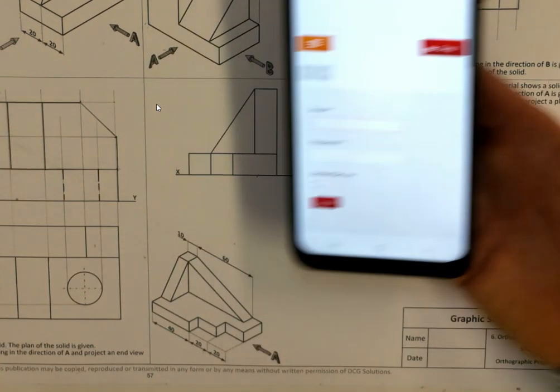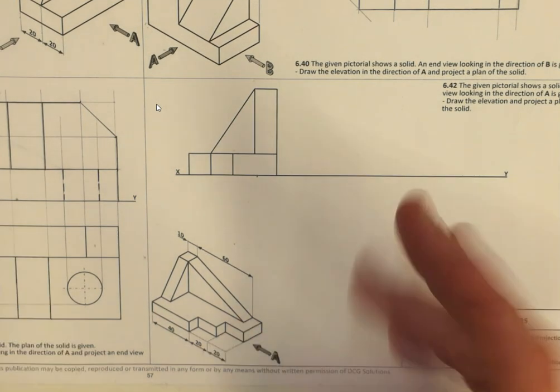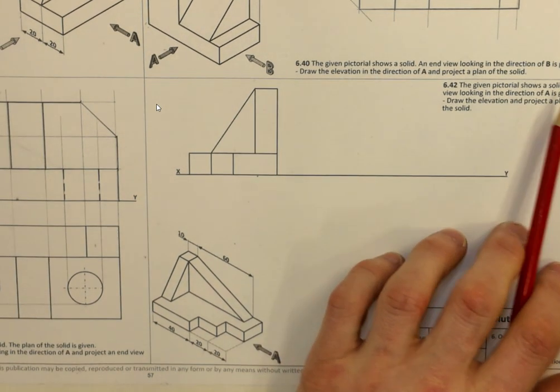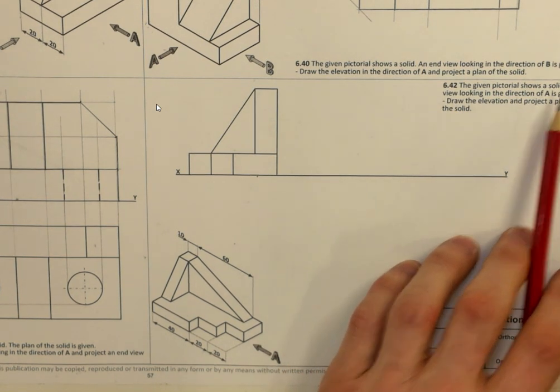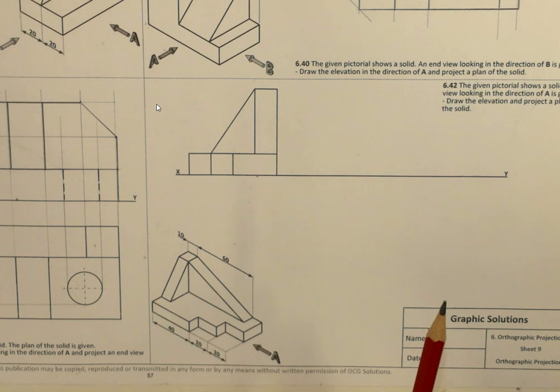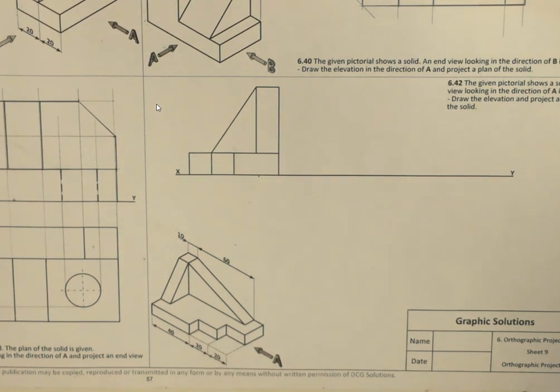Okay, we'll leave that for now. So the given pictorial shows a solid, and an end view looking in the direction of arrow A is given. Okay, this is the end view. Draw the elevation and project the plan. Right, so we'll zoom in on this.